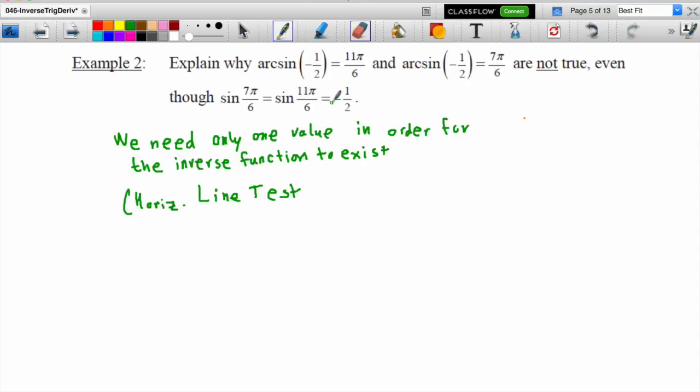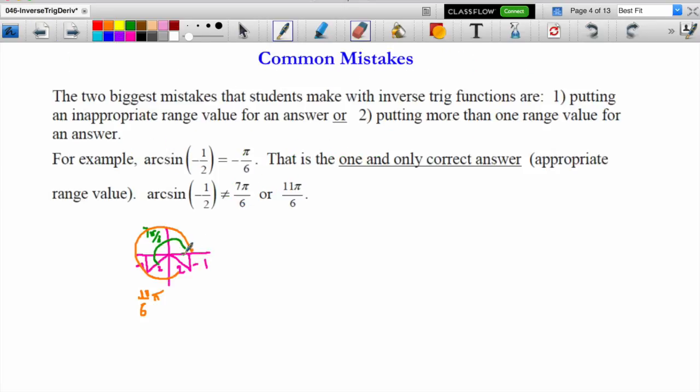So even though all of these will output negative 1/2, you cannot say 11 pi over 6 is arcsine of negative 1/2. It's not as simple as thinking about which angle gives you that. And again, negative pi over 6 is this triangle. We're talking about this triangle. So it's really confusing to some students why it can't be 11 pi over 6.